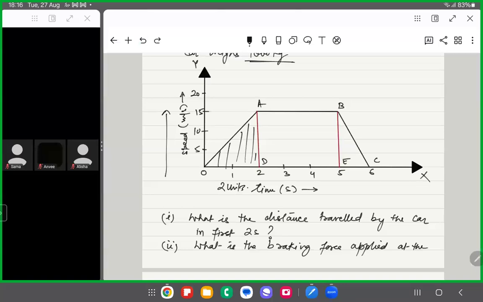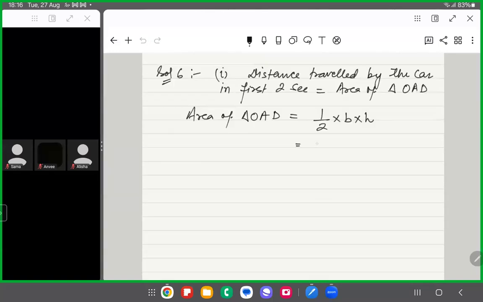And this is how many units? From here to here? Tell me. 15? Getting that? So base is 2 and height is 15. You can read on the x-axis and the y-axis for B and H, and you can put the same here. So half into base is 2 and height is 15. The 2 will cancel and this will become 15 meters. Is that clear? So what is the distance traveled by the car in first 2 seconds? That is 15 meters.